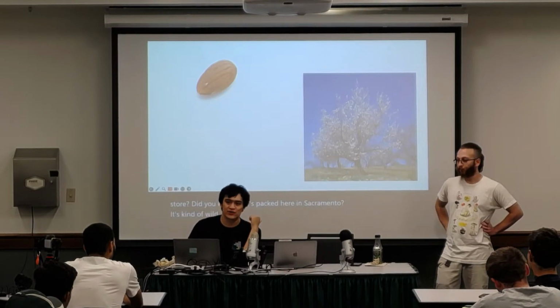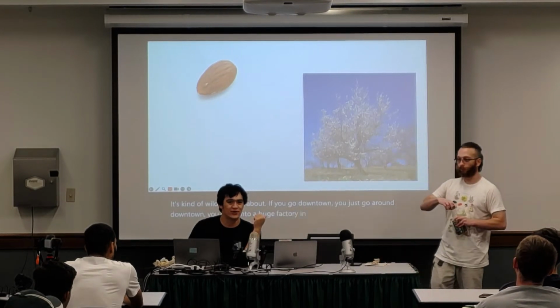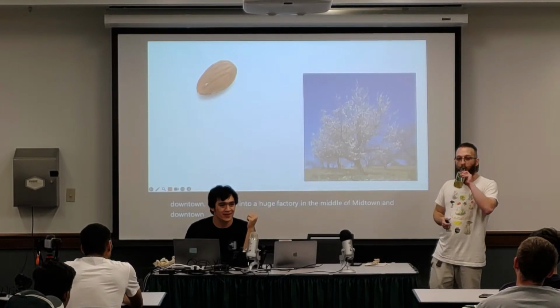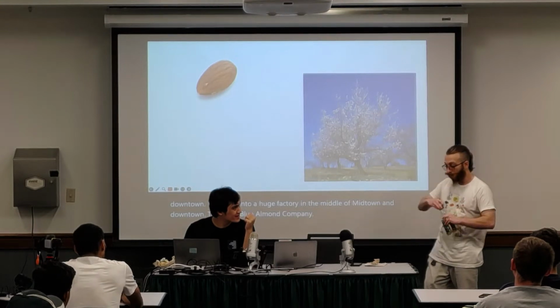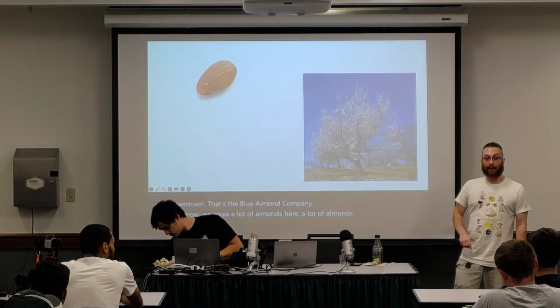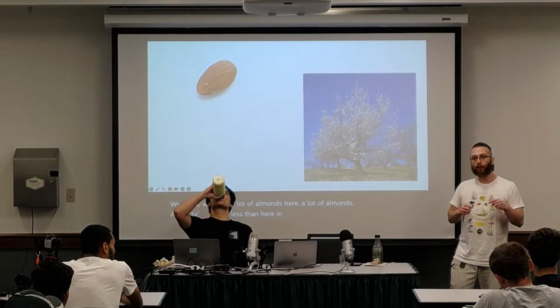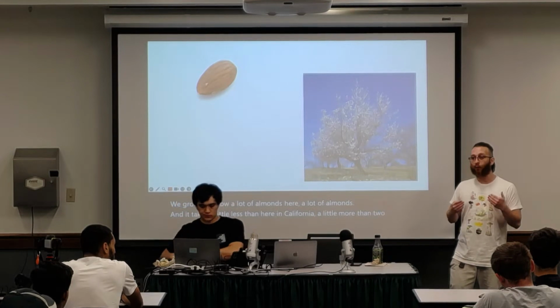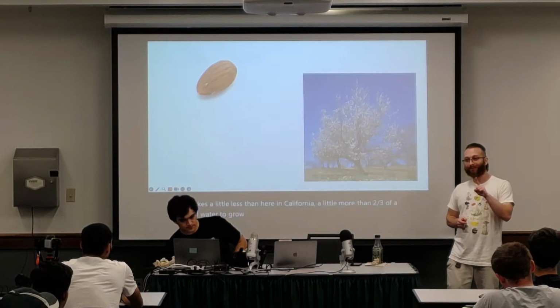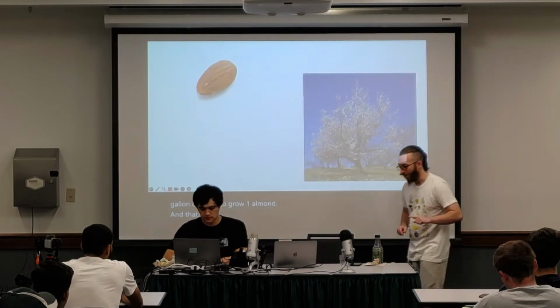If you go downtown and just go around downtown, you'll run into a huge factory in the middle of Midtown and downtown. That's the Blue Diamond company. Yeah, we grow a lot of almonds here. A lot of almonds. And here in California, it takes a little more than two thirds of a gallon of water to grow one almond. Isn't that cool? Yeah, it's a lot of water.